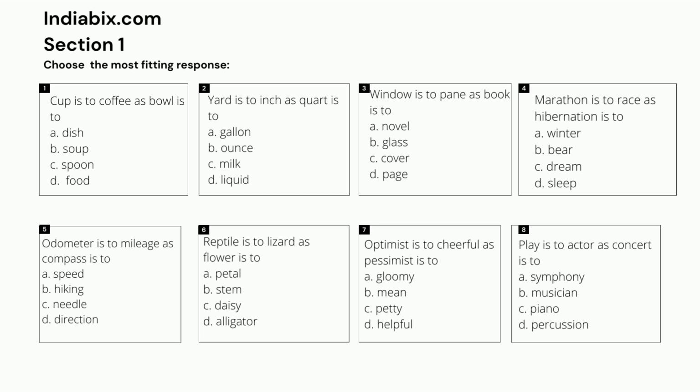Let's see. Section 1, number 8. Play is to actor as concert is to... just remember, an actor performs in a play. So who performs at a concert? A musician. Oh, very good. A musician would be performing at a concert. So that would be 8, option B.